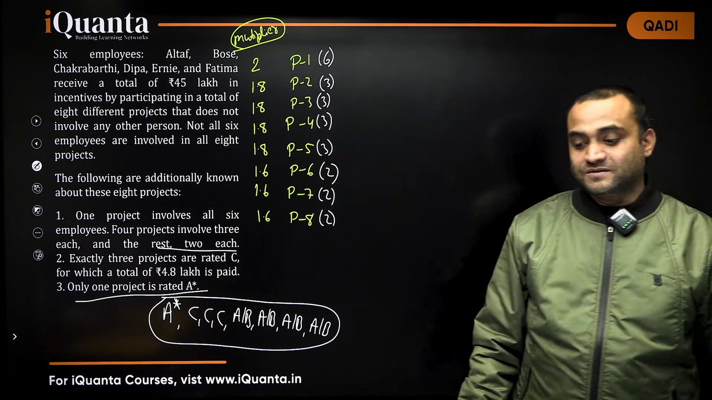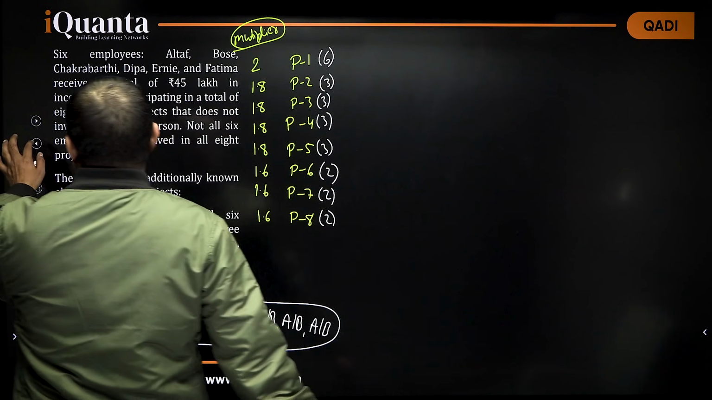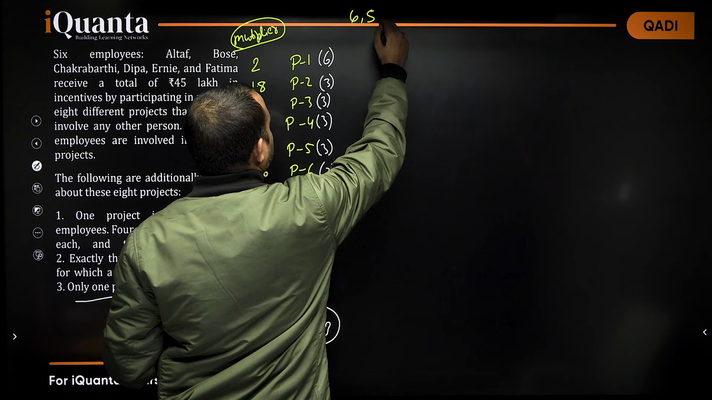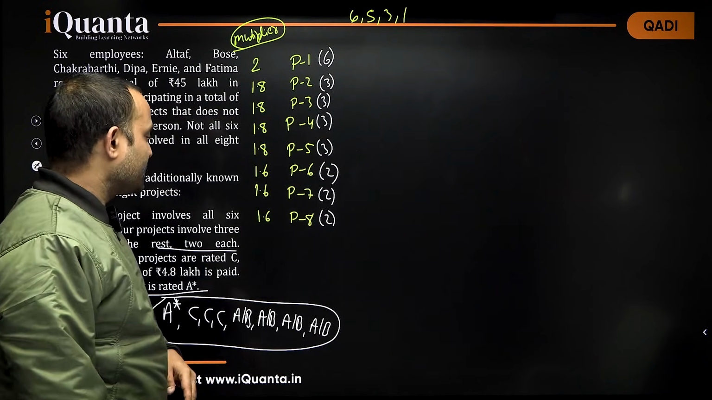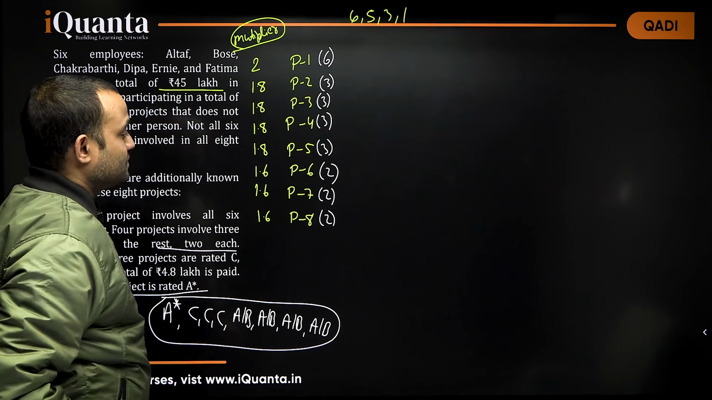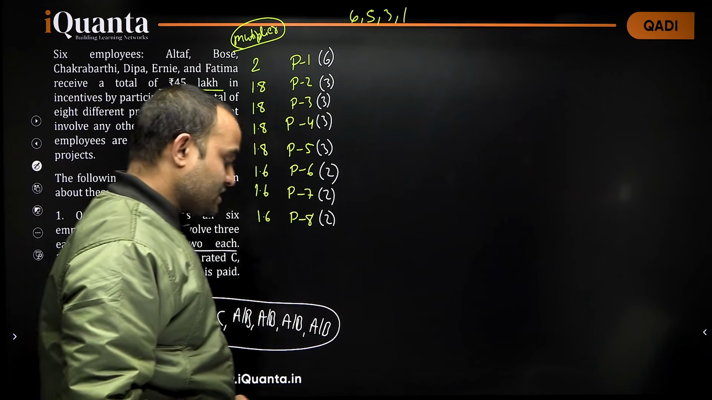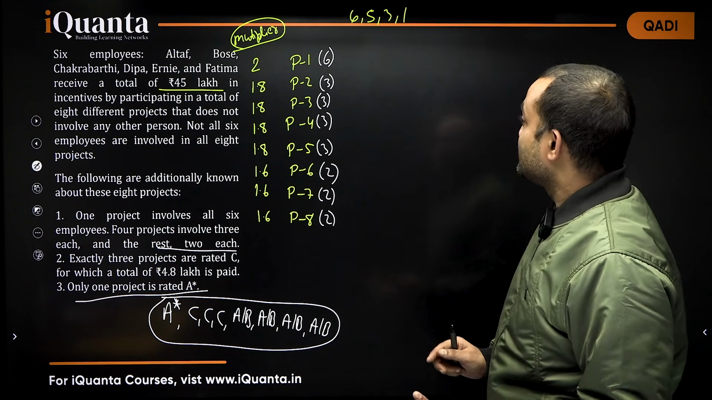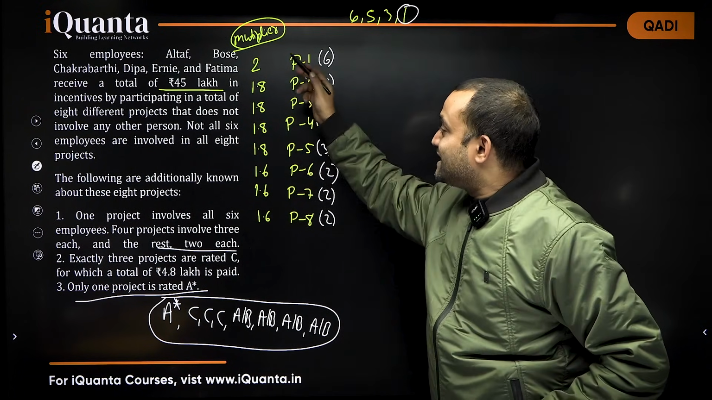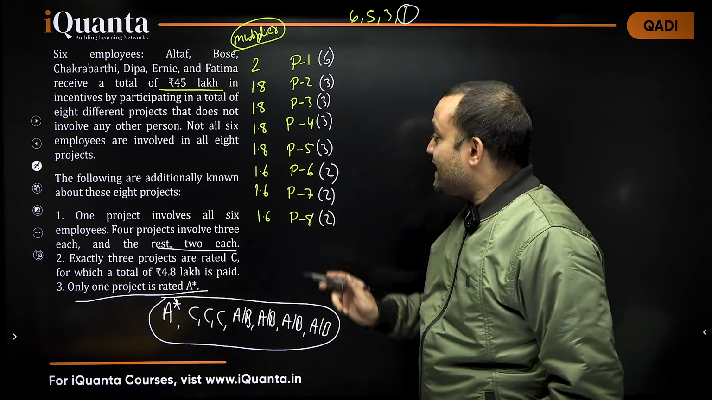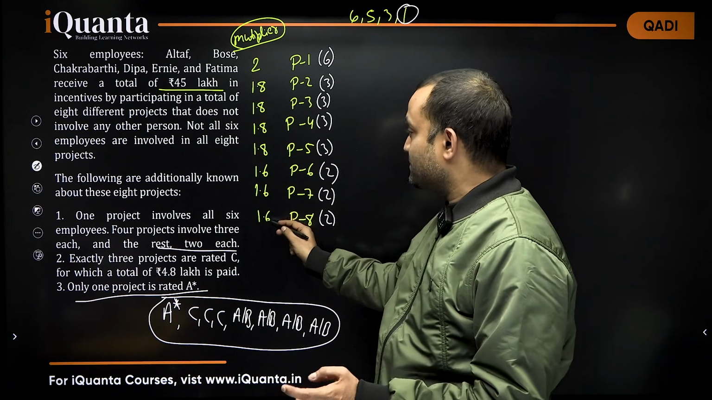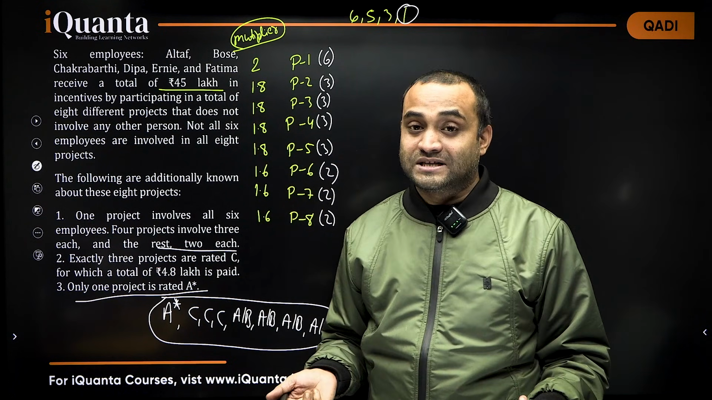That could be 6 lakhs, 5 lakhs, 4 lakhs. What were the values, guys? 6, 5, 3 and 1. We have 6, 5, 3 and 1. Okay. And the total is 45 lakhs. So where do we start? One thing that we can start with: the minimum incentive is 1 lakh, right? And the minimum multiplier is 1.6. So for any of these projects, the minimum incentive given to all the employees will be 1.6 into 1, that is equal to 1.6 lakhs, right?